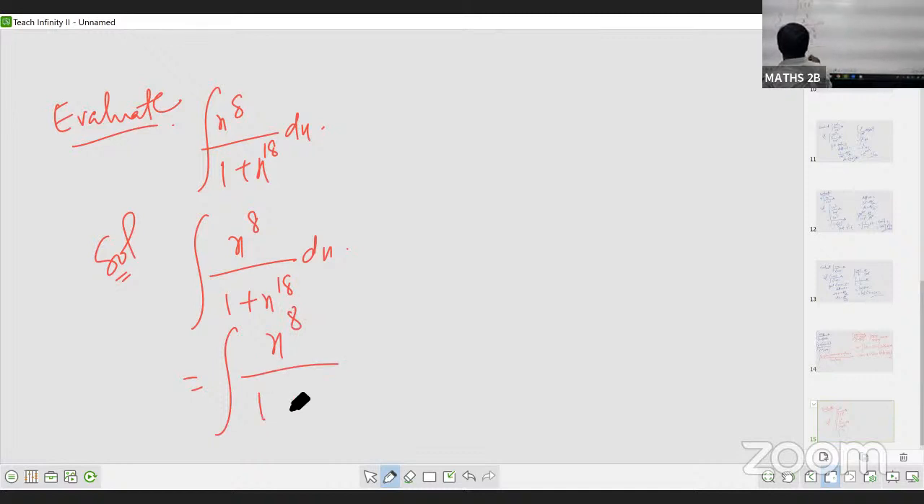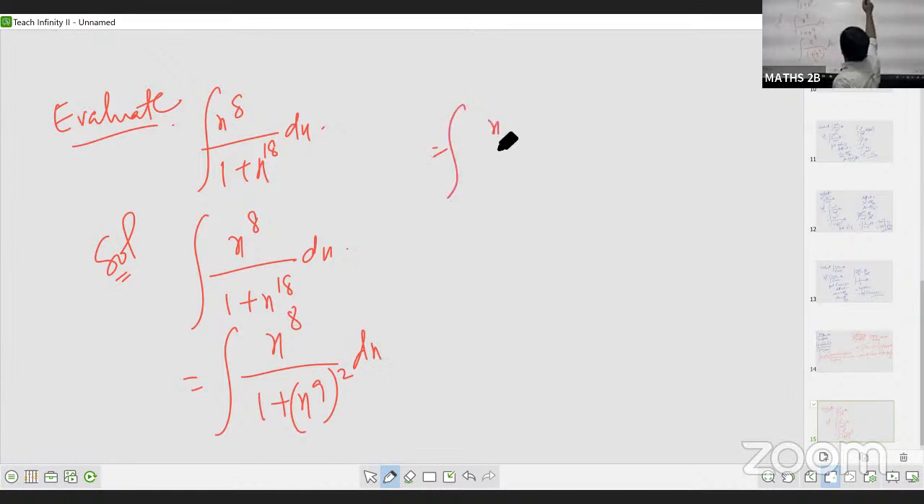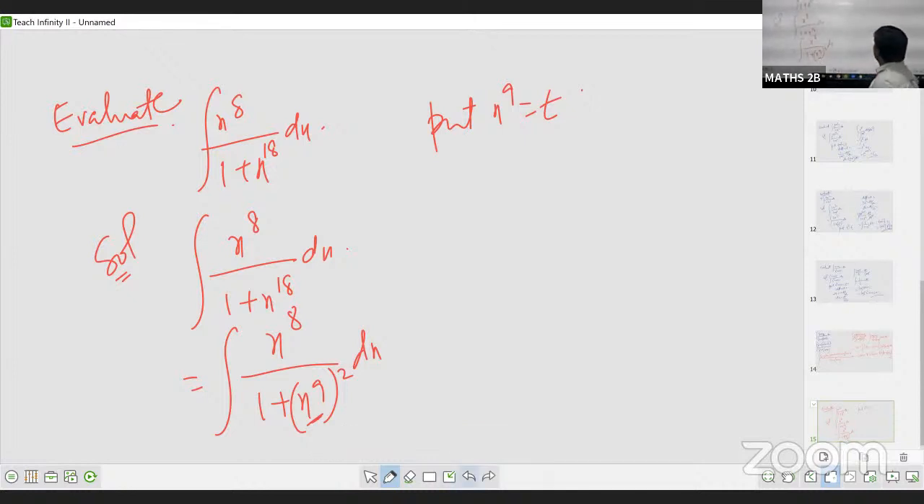X power 8 by 1 plus x power 18: write x power 18 as x power 9 whole square dx. Now put x power 9 equal to t. This part you are going to take as t, x power 9.